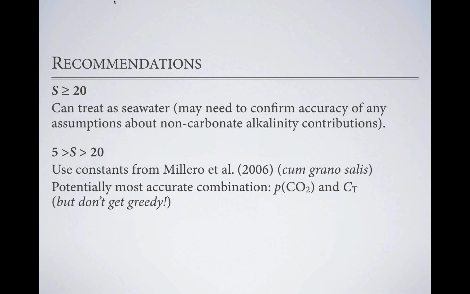Potentially the most accurate combination is if you measure pCO2 and total carbon. The reason I say this is because pH measurements are not well defined in that region. But don't get greedy. I mean, the constants aren't that well defined either. So pushing to get your pCO2 precisions down to 1% and your total carbons down to 0.2%, which is possible with equipment, probably is not a helpful use of your time if you're then going to go and do a calculation with it, because there's going to be uncertainties in that calculation.